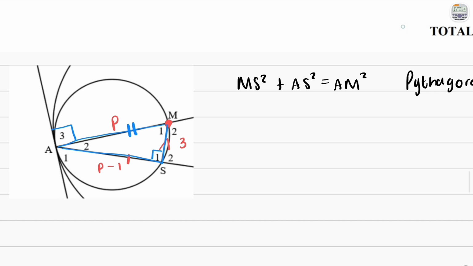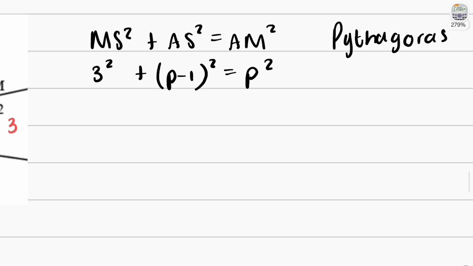Now we can fill in. MS is 3, so that's 3 squared plus p minus 1 all squared is equal to p squared. And we just have an equation and we need to solve for p. So this is 9. And when squaring this, you can write it as p minus 1 times p minus 1, but that takes a while. So we can just use this method. Square the first term, it gives you p squared. Square the last term, it gives you positive 1. First term times second term is negative p. Then times 2 is negative 2p. And from this, you can see that the p's are going to cancel.